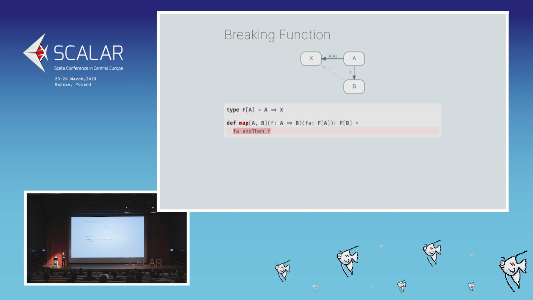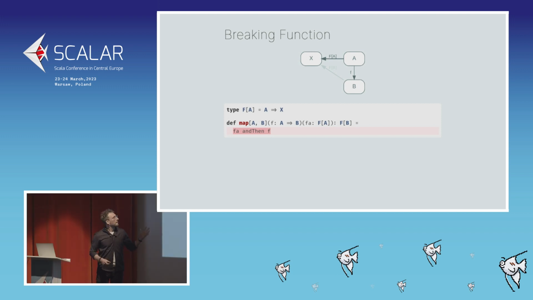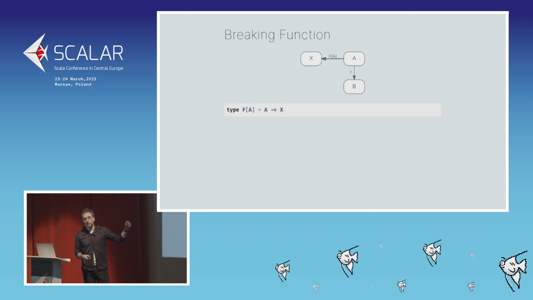There's no way you're going to be able to compose f of a and f because they start in the same point, go to different positions, they're not composable. So if you can't compose them, you can't implement map. And then you can't have a functor. So you get a data type that is a type constructor, but not a functor.